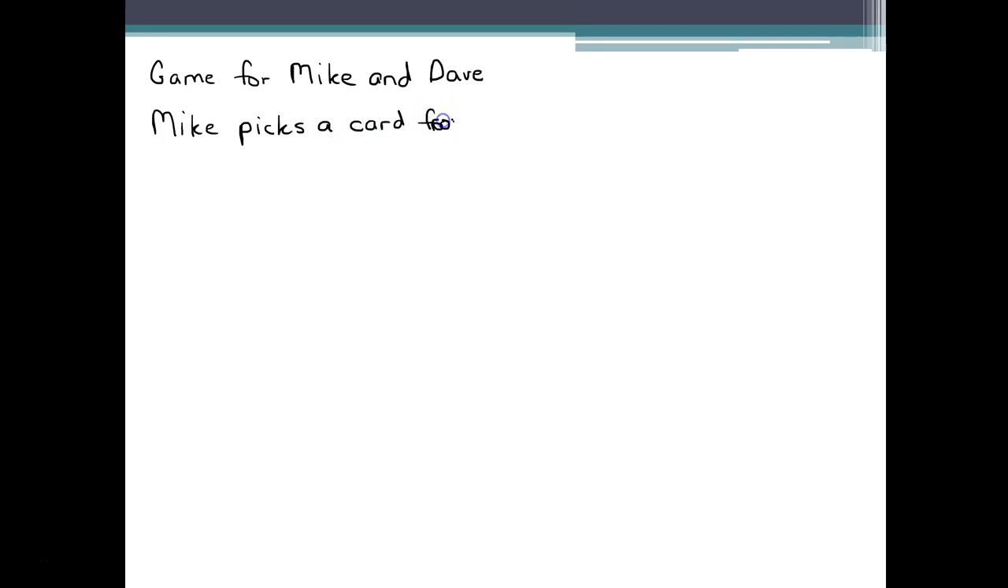All right. Mike and Dave play the following game. Mike picks a card from a deck, and we're just using our standard deck that we've been working with, 52 cards. If it's an ace, Dave gives him $5. If not, he gives Dave $2.